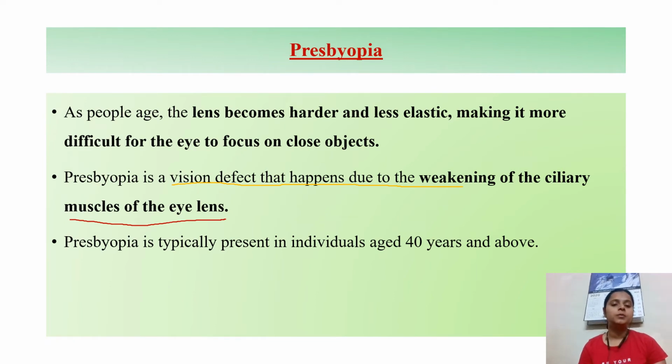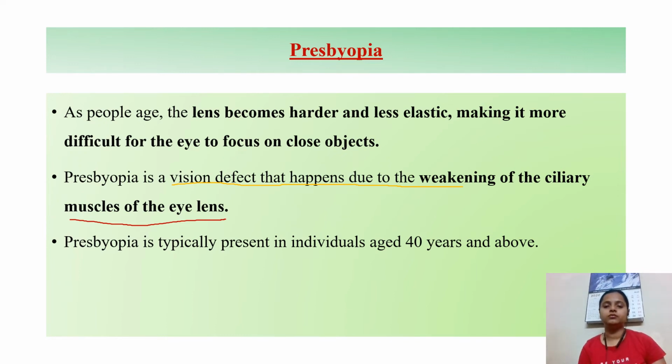Presbyopia is typically present in individuals aged 40 years and above. So the individuals who are 40 years of age or more have chances of getting this kind of disease or defect. The people who are 40 years and above should avoid using mobile phones, screens, laptops and computers too much. They should avoid that.